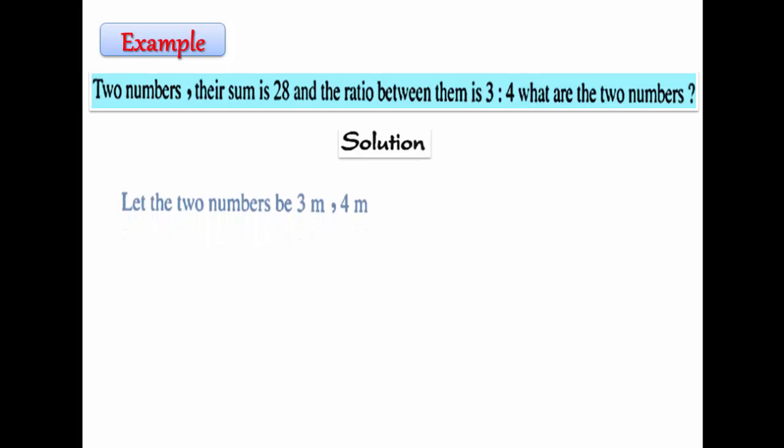Solution. Let the two numbers be 3m and 4m, as shown, the ratio 3 to 4. So let the two numbers be 3m and 4m.